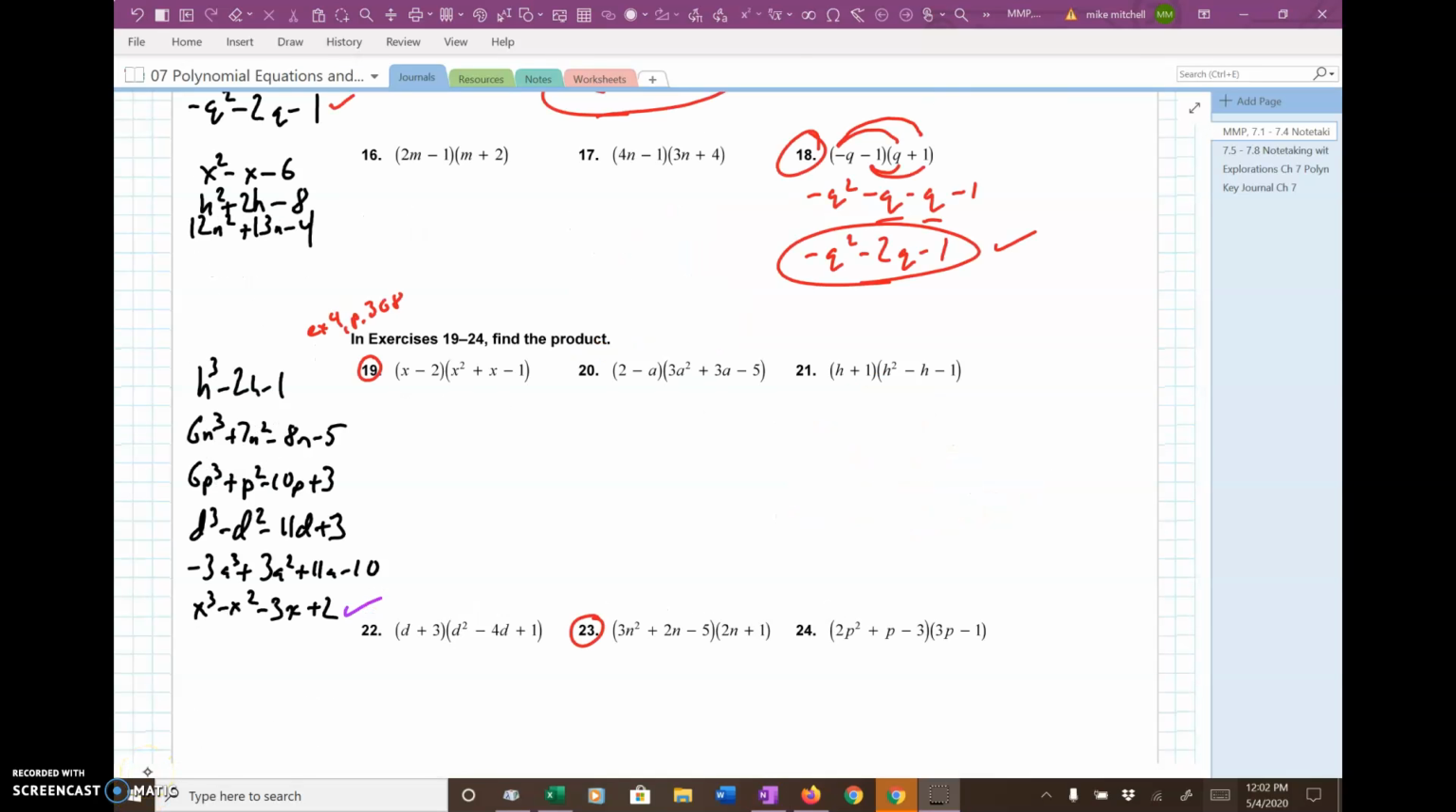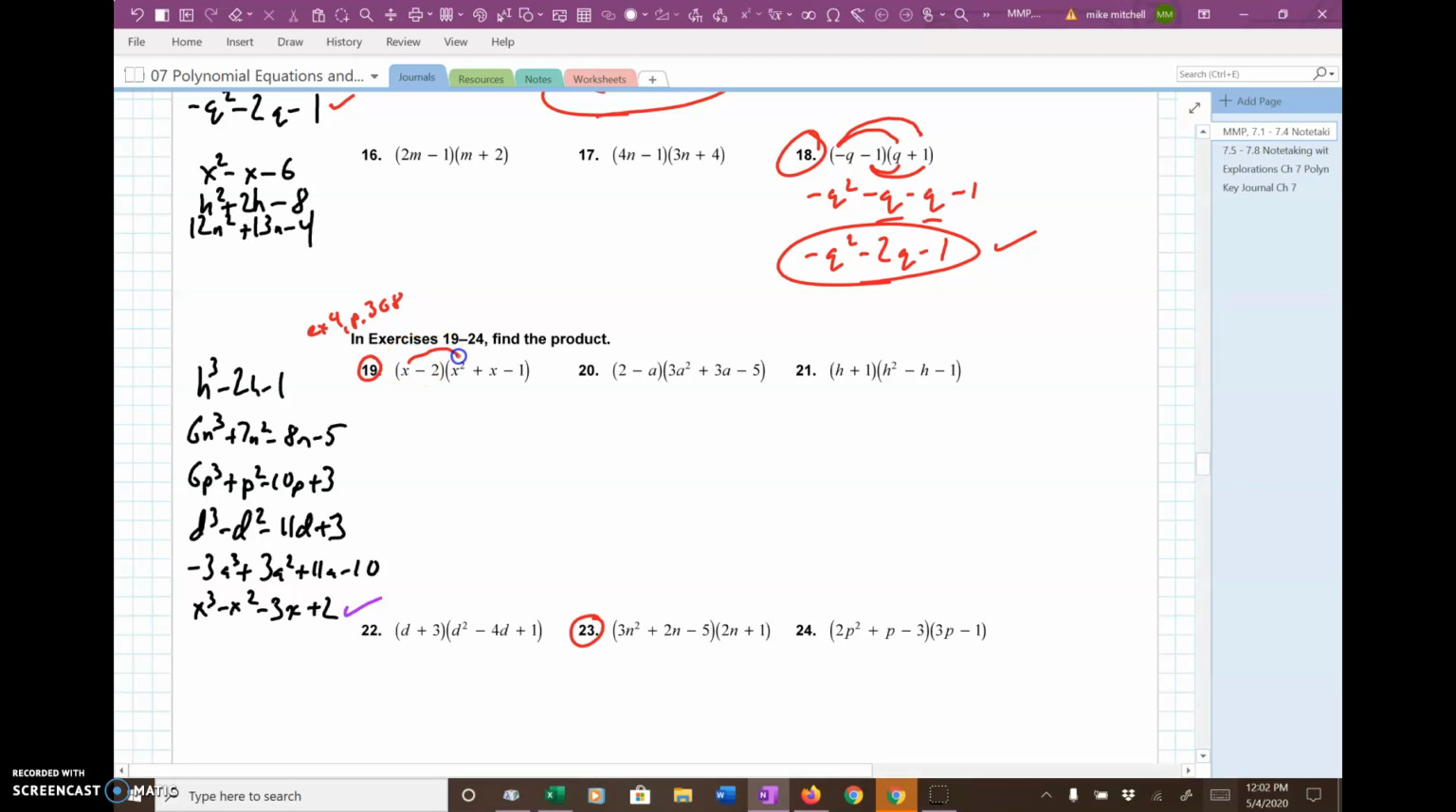We're going to run a little over 10 minutes here. I'll try to be quick. There's an example, page 368, showing one of the methods from the book. I'm going to show you what I use. This is similar to the one they use in the book, but instead of writing it, I'm going to use the little lines. Multiply each term in the first with each term in the second.